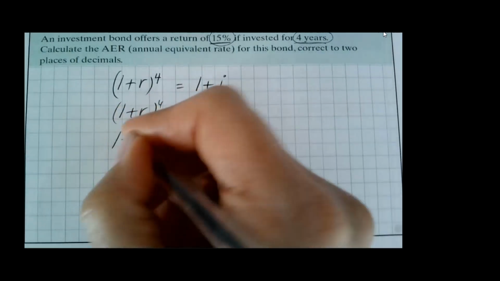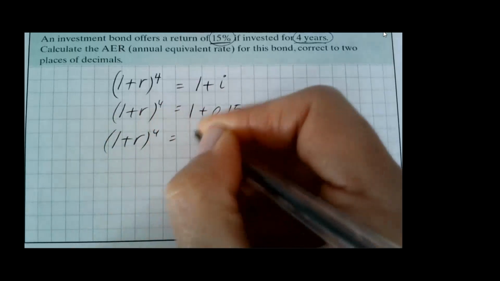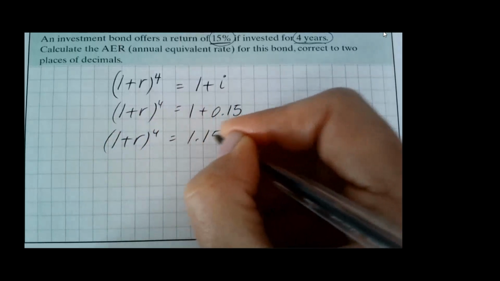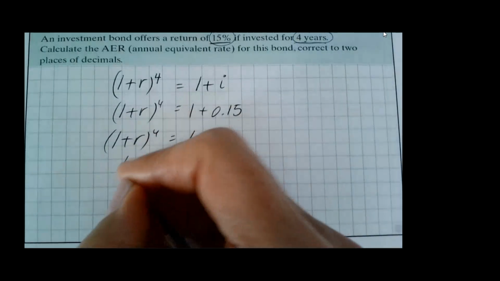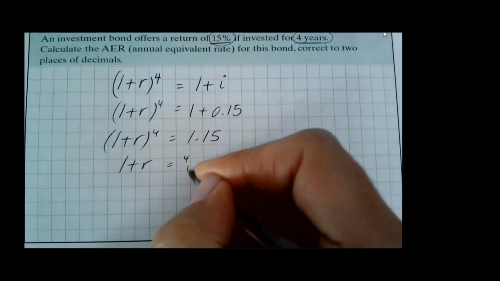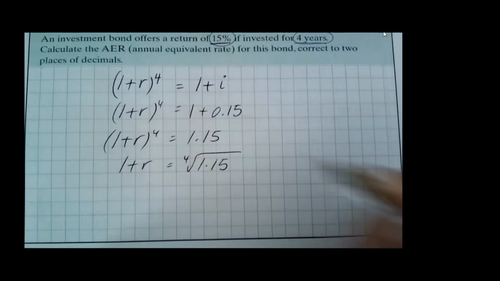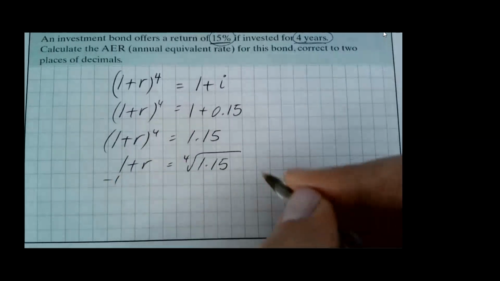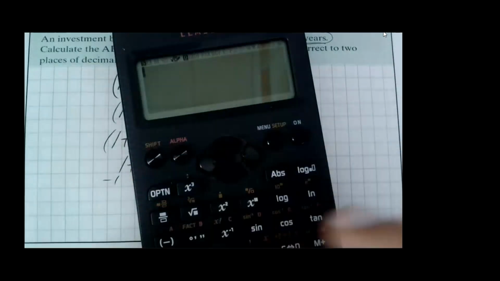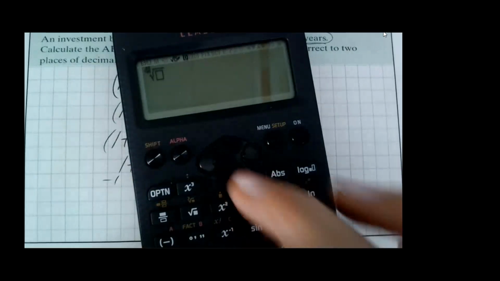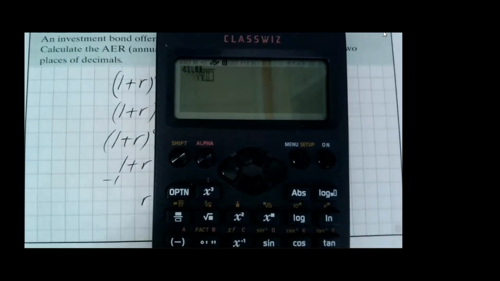So I have 1 plus r to the power of 4 is equal to 1.15. This time, of course, I want to undo the power of 4. So I will 4th root that. And I will, of course, take away 1. So on the calculator, I'm going to do the 4th root of 1.15.